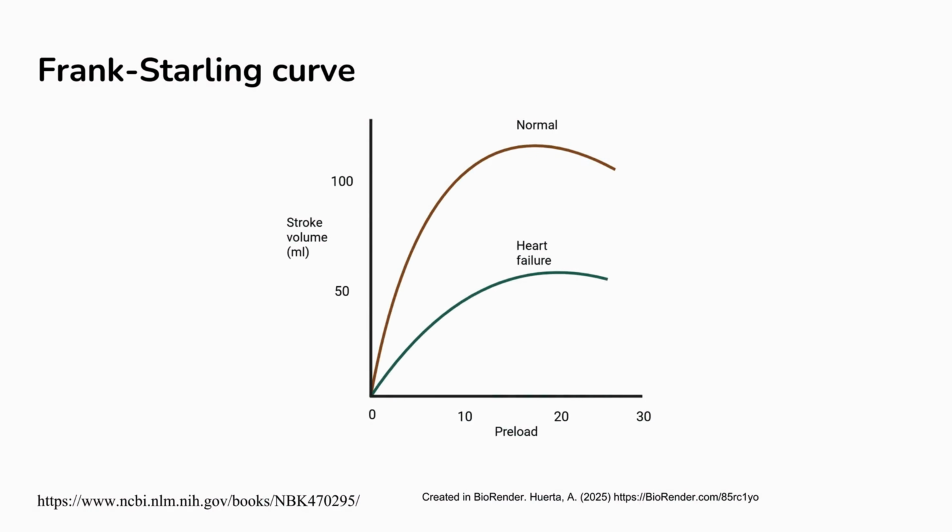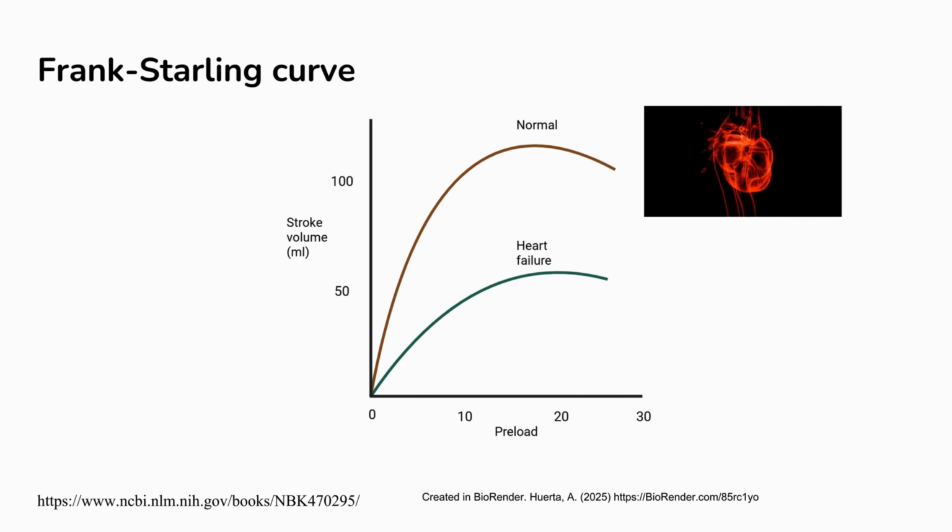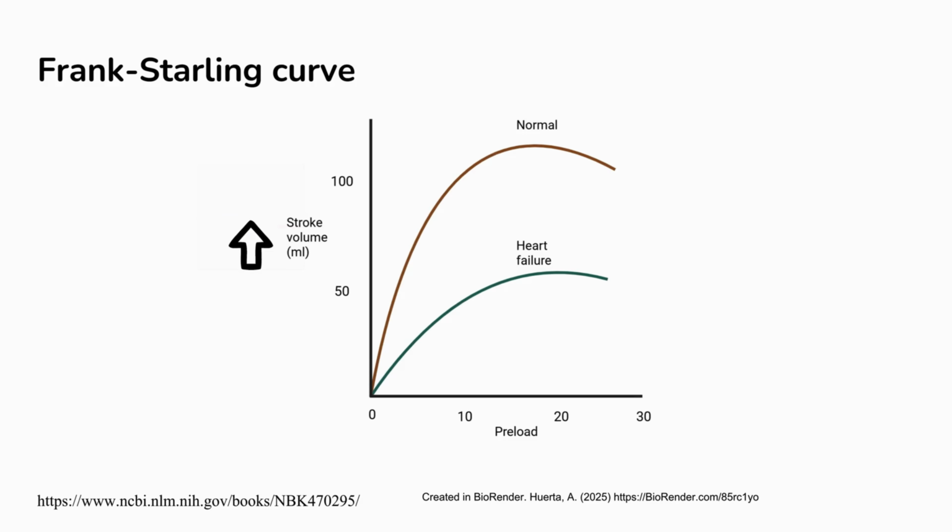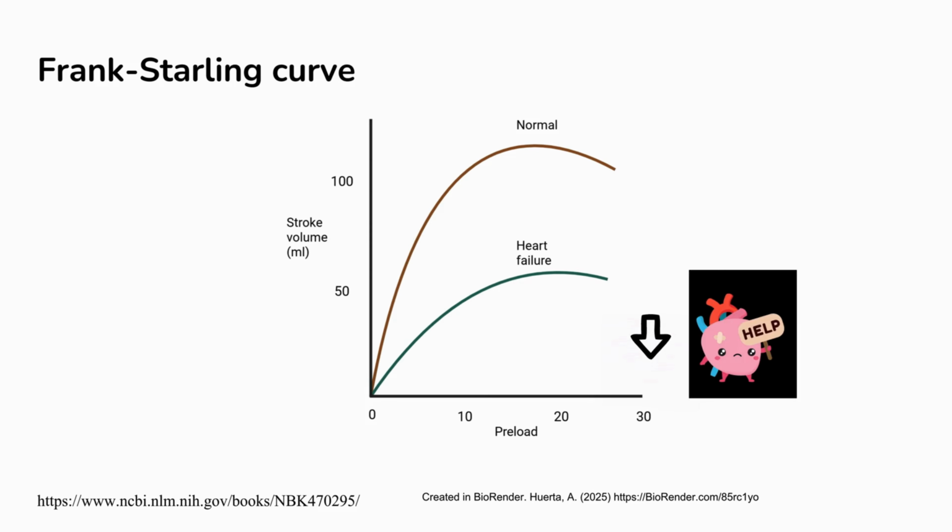The Frank-Starling curve shows that there's a relationship between a heart's preload and its output, specifically the stroke volume. As preload increases, the heart muscle is stretched, which leads to a stronger contraction and a greater stroke volume. However, in heart failure, the curve shifts downward because the heart has a decrease in contractility. So even with more preload, the contraction isn't strong enough, and that leads to a lower stroke volume.